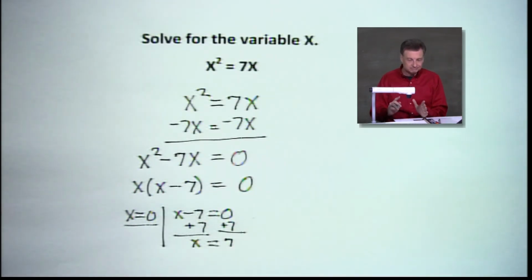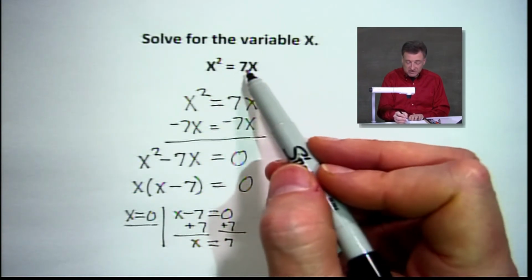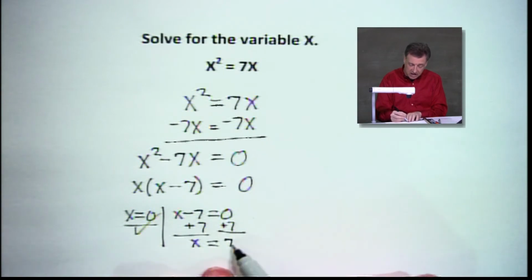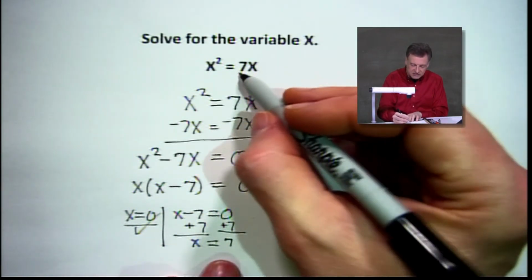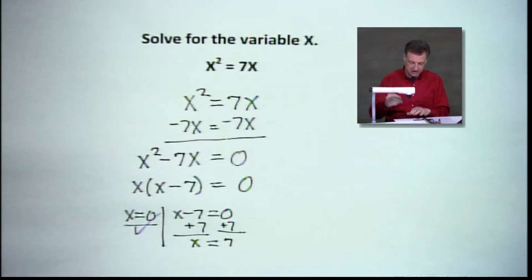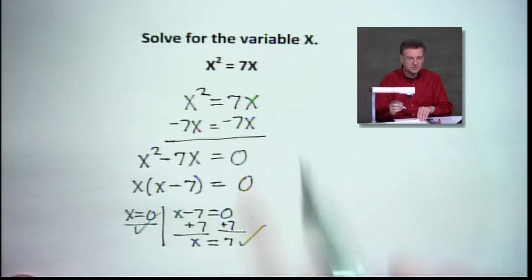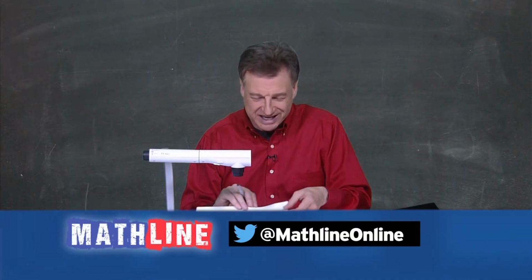Does it check? 0 squared is 0. 7 times 0 is 0. So that's a good answer. Again, go back to the original. How about putting in 7 there? 7 squared is 49. 7 times 7 is 49. It checks also. It makes 49 equal 49 or 0 equal 0. So it solves your equation really nicely there.